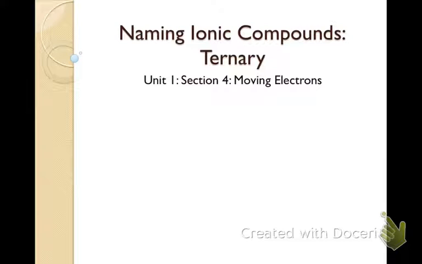Hey darling, so we're going to do the second part of naming ionic compounds, and these are ternary compounds. Before, binary compounds were with two different elements. Ternary are with three or more different elements, or more than two elements in there. You'll definitely need your reference table, so make sure you grab that as well.